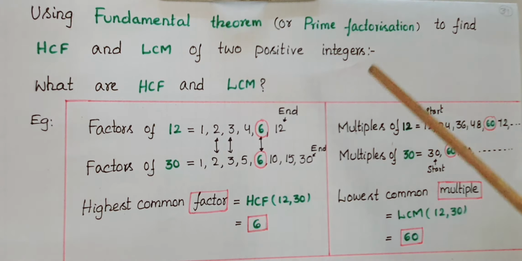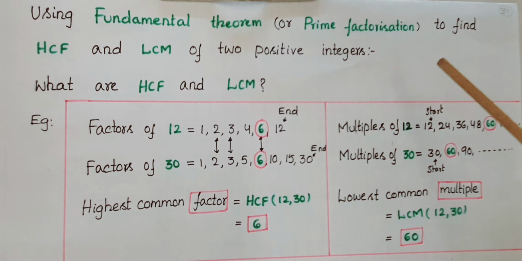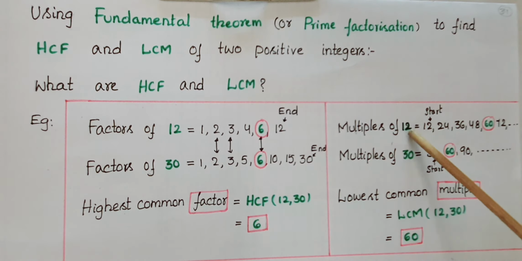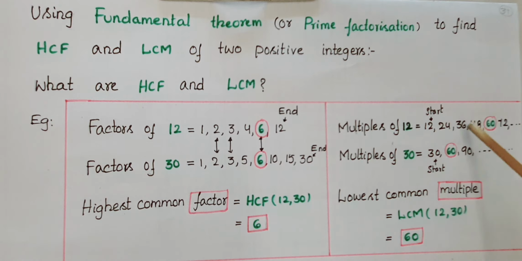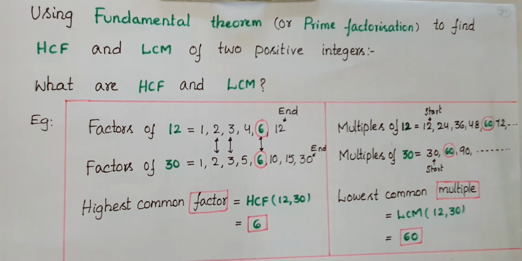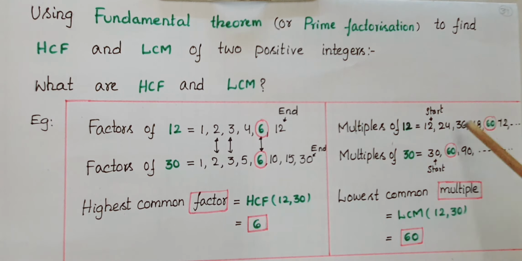And LCM is the lowest common multiple. So we find the multiples of 12: 12, 24, 36, 48, 60, 72, and so on. Multiples are infinite, and factors are finite. The multiples of 30 are 30, 60, 90, and so on. So the lowest common multiple here is 60. See here, this is the common multiple, and this is the lowest common multiple. So the LCM of 12 and 30 is equal to 60.